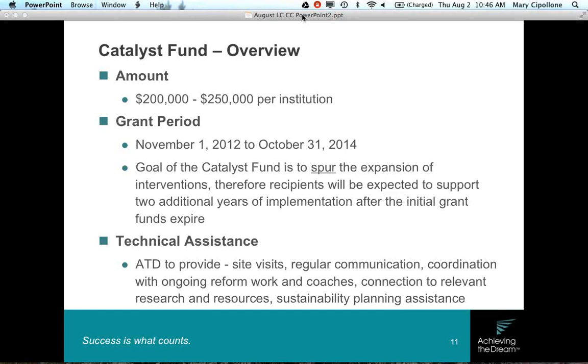Each Catalyst Fund recipient, in the expansion of interventions, will be expected to support 2 additional years of implementation after the initial grant funds expire. So recipients will set goals for 4 years of implementation and commit to continuing their scaling work with Achieving the Dream 2 years beyond the Catalyst Fund grant cycle. Achieving the Dream will provide the 4 Catalyst Fund institutions with technical assistance, which will include regular site visits, check-in calls, and other implementation support.